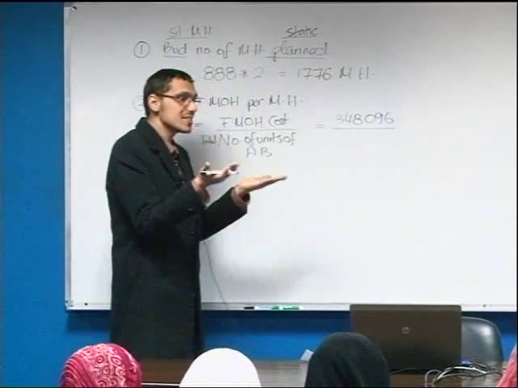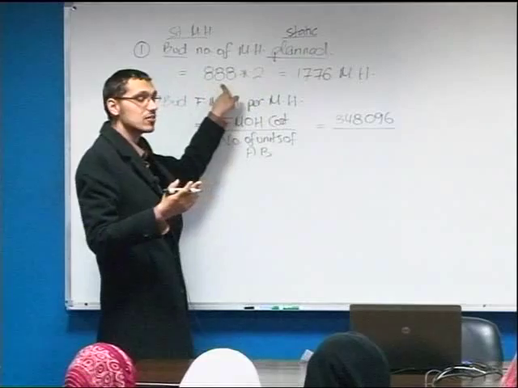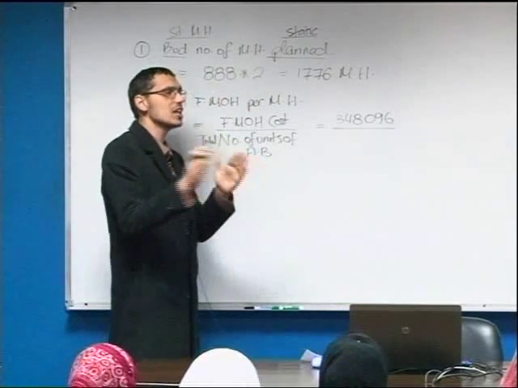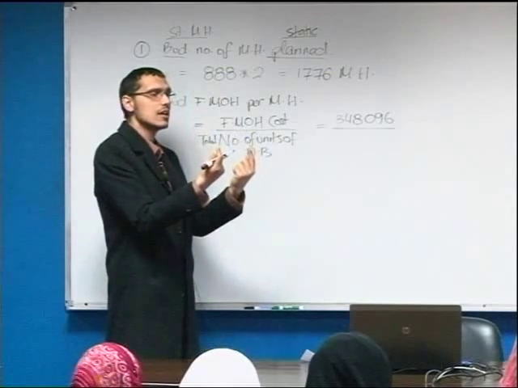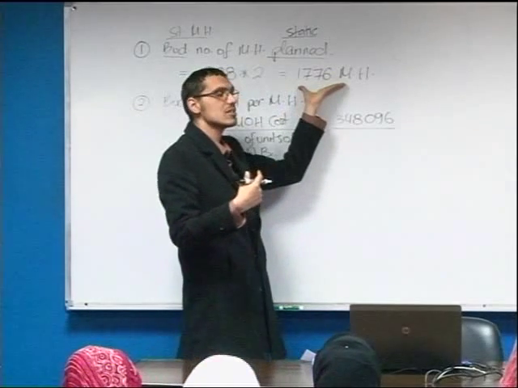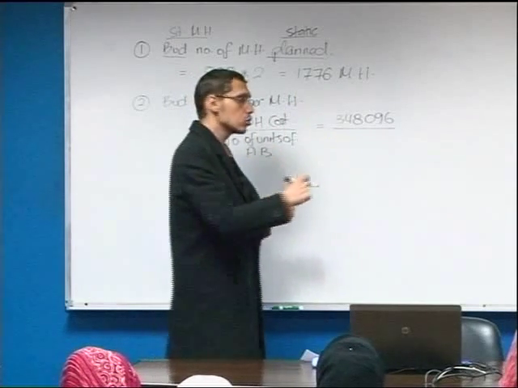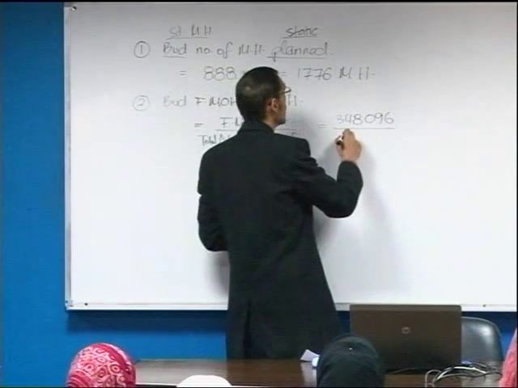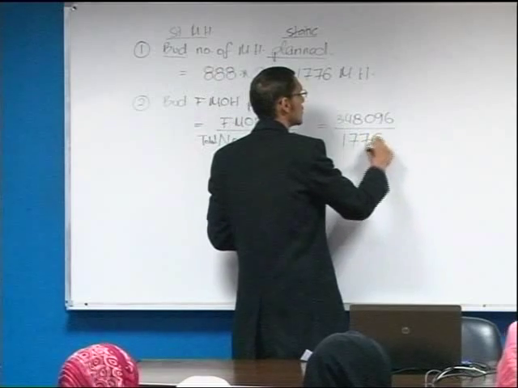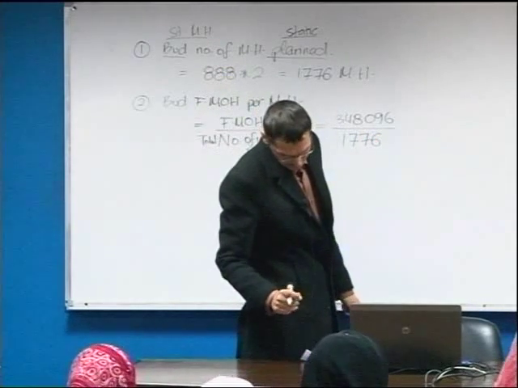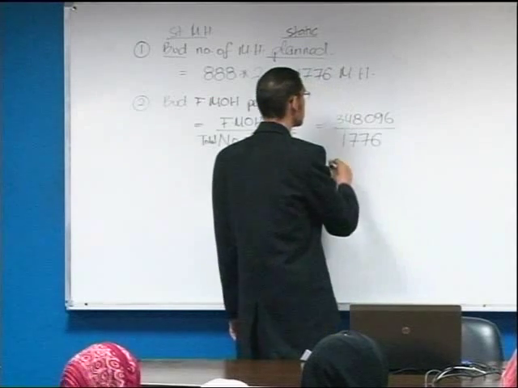Because according to our static budget, we are going to produce 888. And according to our standards, we need 2 machine hours in order to produce 1 unit. Therefore, we need 1,776, which is the total number of machine hours, the total number of the allocation base. Therefore, 348,096 divided by 1,776 would equal $196 per machine hour.